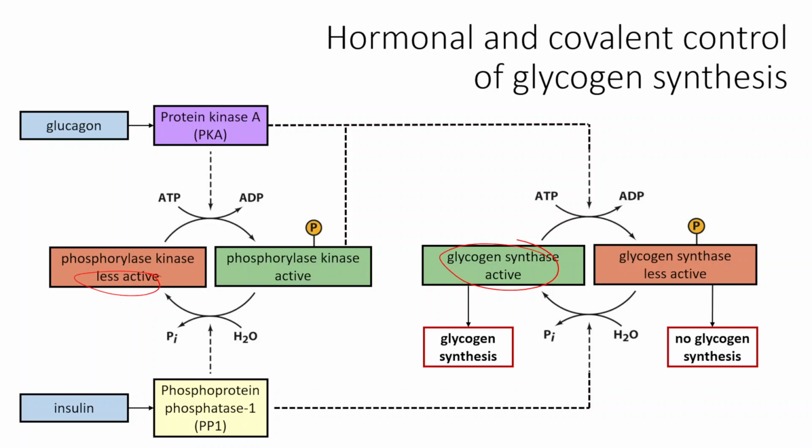So those are the big enzymes that we're regulating. So not just glycogen phosphorylase, also glycogen synthase and phosphorylase kinase. Those are the big ones.